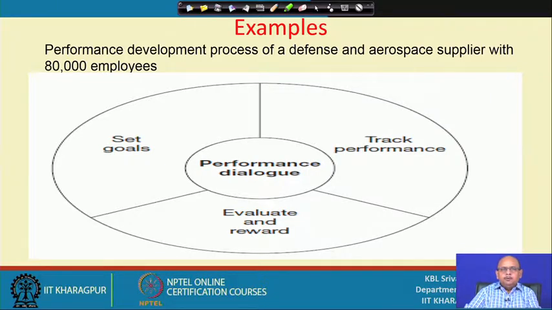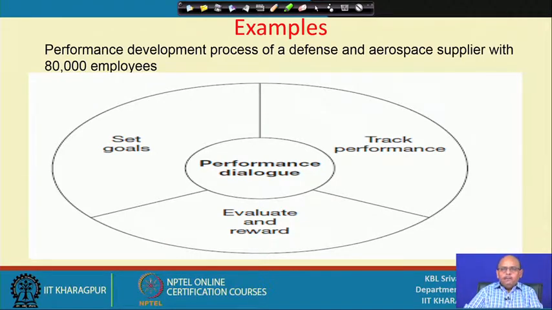There is another example. This is a government organization, a defense and aerospace supplier, and it is a big organization. There are three things that they do. First of all, they set the goals, because these goals are going to be used as criteria. Then, once the system is implemented, they monitor the performance on a regular basis, and the goals are also used to evaluate the performance, and the evaluation is linked with the reward.